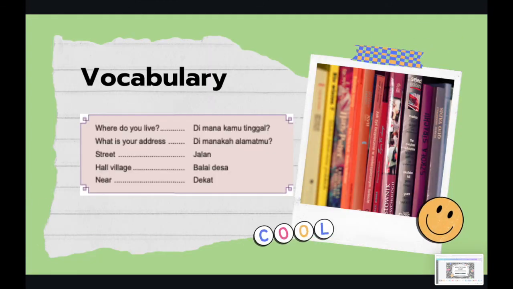So this is the vocabulary. Where do you live? Di mana kamu tinggal? What is your address? Di manakah alamatmu? Jadi lebih spesifik emang ya ketika bertanya what is your address. Kalau where do you live, kita tinggal sebutin aja yang umum-umumnya kayak Tangerang Selatan atau Graha Raya atau Rawa Buntu ya. Umumnya, generalnya. Kalau alamatnya itu udah sebutin detail. Whole village, tadi itu balai desa ya. Near, dekat. Street, jalan. Oke?